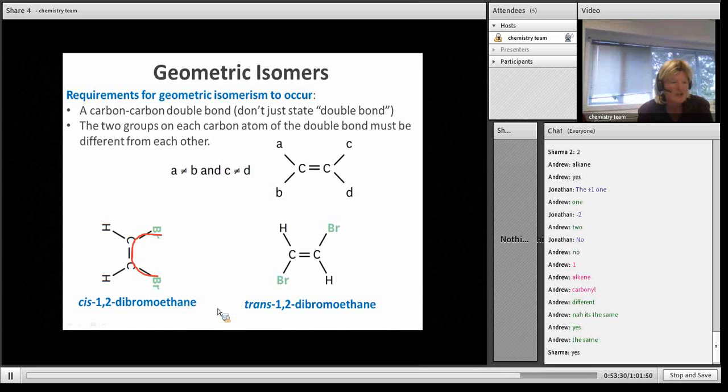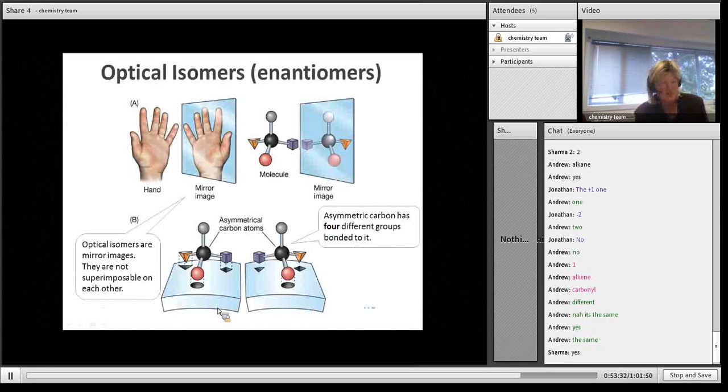Okay, so that's what you did last year, so I don't want to spend too much time on that, because when you go through the booklets, it should be okay. The other one is the optical isomers. Now, with the optical isomers, again we've got the same molecular formula, the same connectivity. So our atoms are bonded in exactly the same connected order, but they are arranged differently in space, just like the geometric ones.